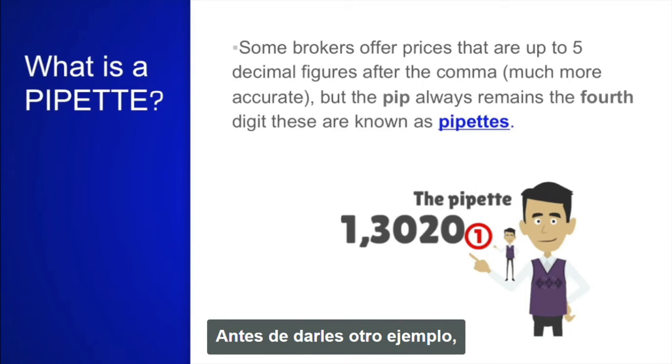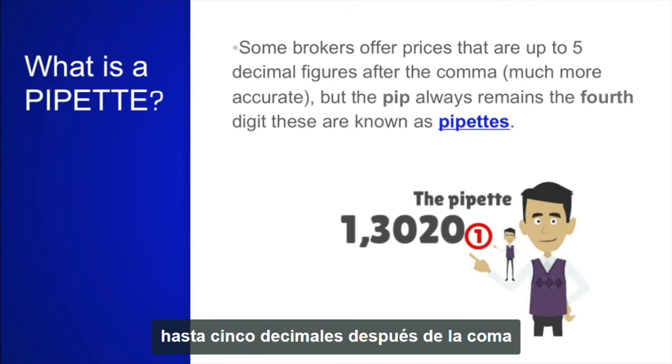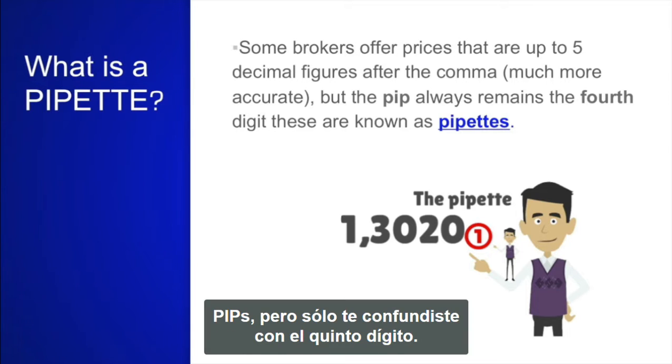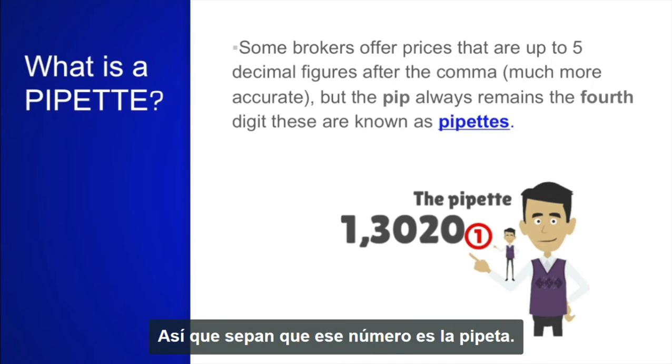Before I go ahead and do another example, I did have to mention the pipette. Some brokers offer prices that are up to 5 decimal figures after the comma, and it's much more accurate, so they say. Really, what I say is it really just gets in your way, makes you mad, and you thought that you were calculating pips, but you really got confused with the 5th digit. So know that that number is the pipette.